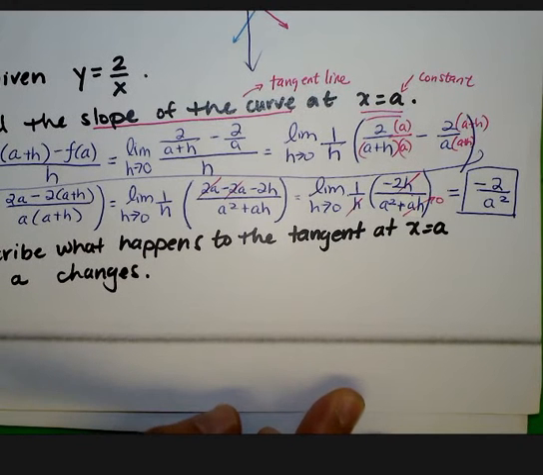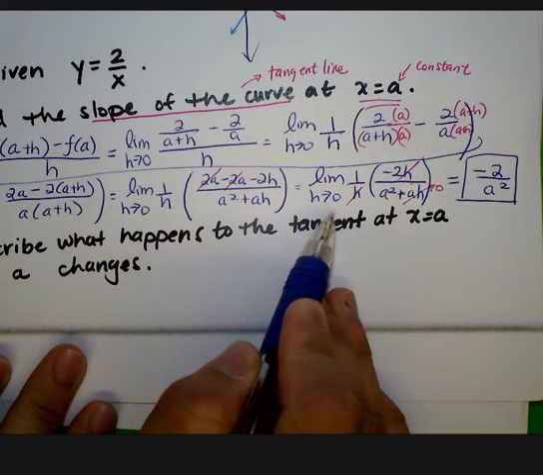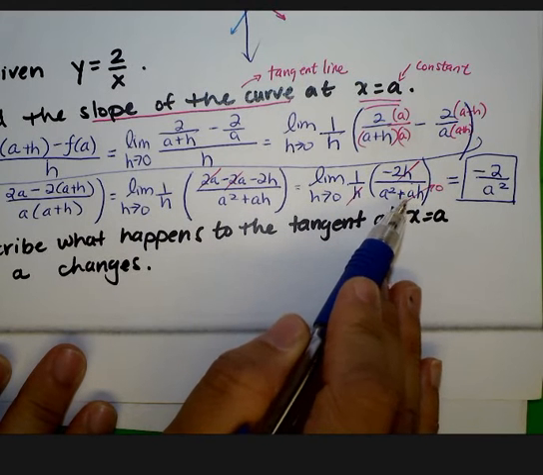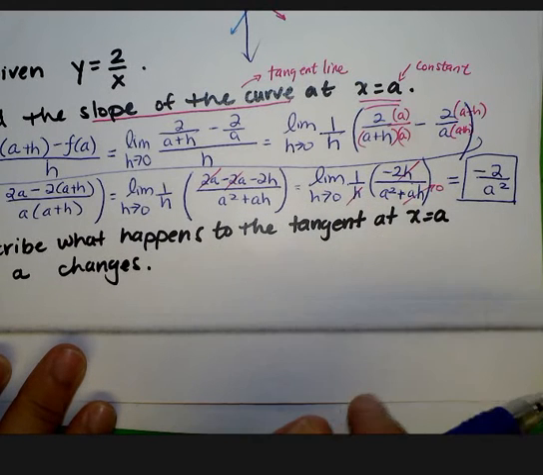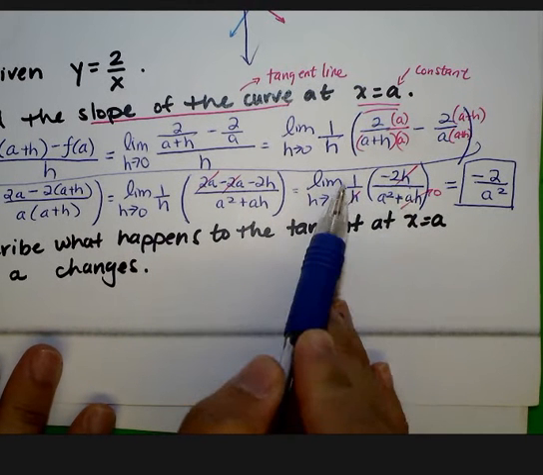Does the answer negative 2? Yep, negative 2 over a squared. Where did the plus ah go? Because I substituted. How do you find a limit? Your first step is to substitute h equals 0 into this. So a times 0 is 0. But didn't you cancel out the h's? I canceled out this h with this h.